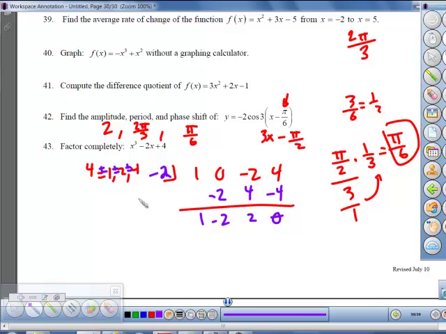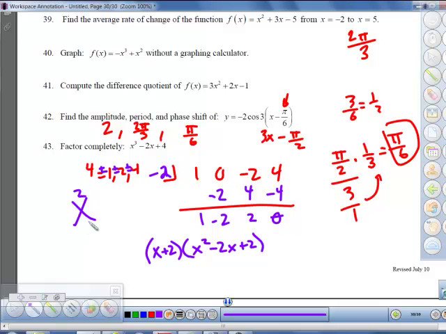Okay. So that means that one of the factors is going to be x. I take the opposite here, so it's going to be x plus 2. And then the rest of it looks like this. X squared minus 2x plus 2. Okay, now can we factor that? Are there factors of 2 that would give us negative 2? Yes. Okay, what are they? Wait. Yeah. So I don't think that could be factored any further, so you would just leave it like that.